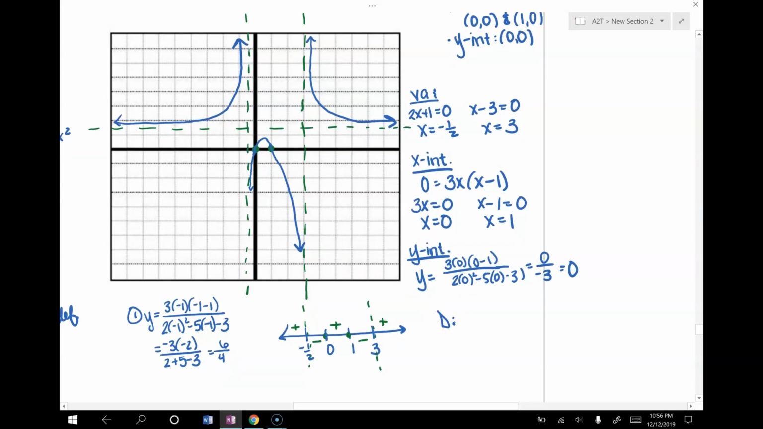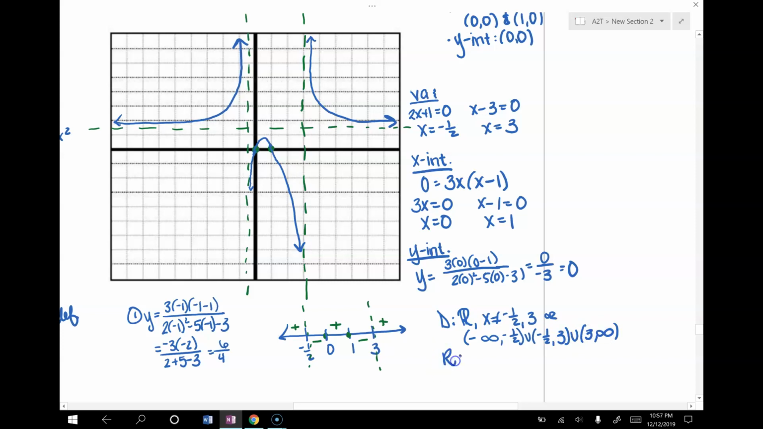Now, for this type of graph, your domain and range is truly going to be built off of what you sketched, more so the range. Now, the domain is all real numbers except x can't equal, in this case, our vertical asymptotes because we don't have any holes. So I could say it can't equal -1/2 or 3. You can also say negative infinity to -1/2, union -1/2 to 3, union 3 to infinity.